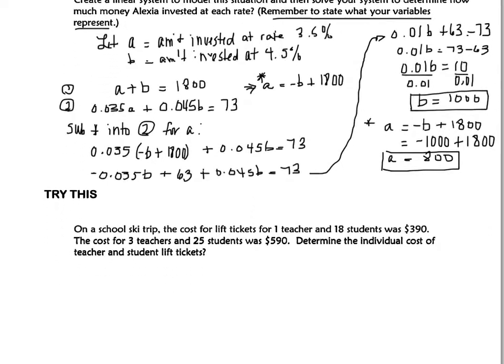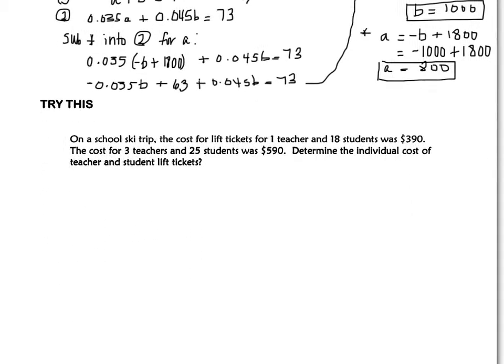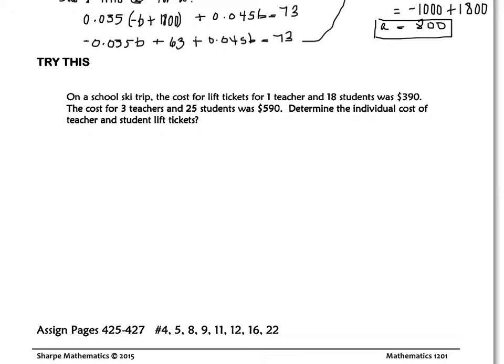So there's another example to try now with a word problem where you have to come up with a system. It says on a school trip, the cost for lift tickets for one teacher and 18 students was $390. The cost for three teachers and 25 students was $590. Determine the individual cost of teacher and student lift tickets.